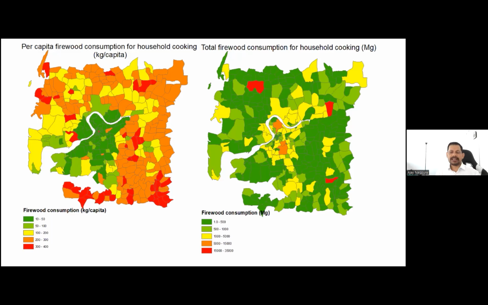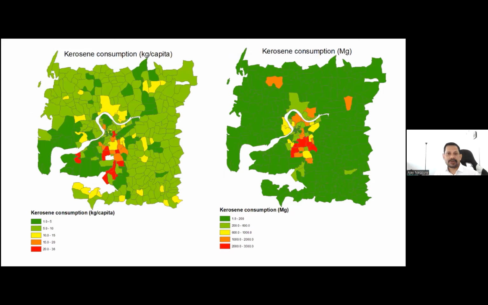I think household consumption is mostly the same if they are using firewood or some other biomass for cooking, because the food pattern is almost the same. We have not changed our food patterns a lot; whatever we are eating at home is almost the same. That's why I would say this is the easiest sector for estimating air pollution. And we have plotted this kerosene consumption.